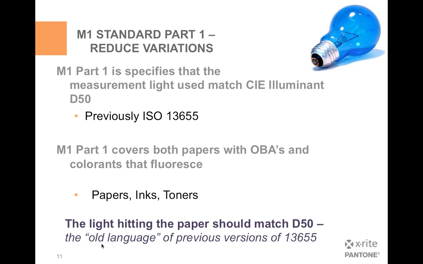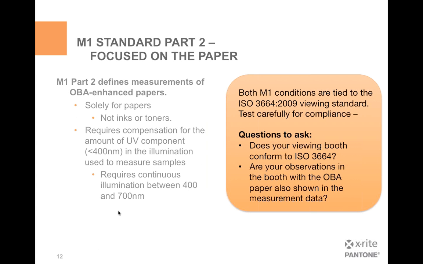And part two is a little easier to hit because it's saying we're really only worried about the effect of OBAs. And so this allows us to do some modeling that goes on there and compensate for the amount of UV component in the illumination sample. So we can do some pieces in there that allow us to model the effect of OBAs. And so this really says if we have an M1 instrument that meets part two, you wouldn't want to use this to look at fluorescent inks, but it's the great tool then to deal with this OBA problem.